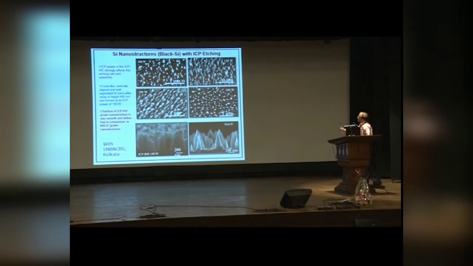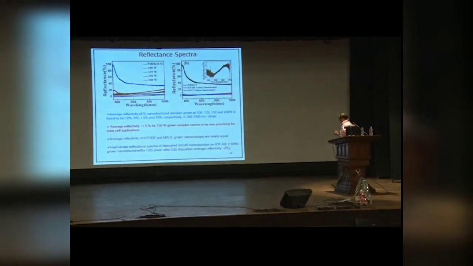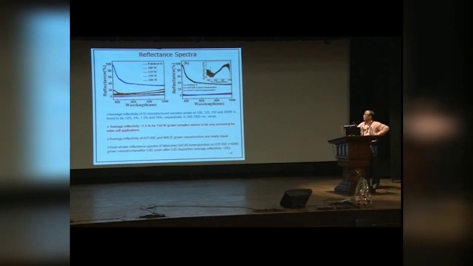So what you do is use different powers of the so-called plasma. And finally, we have seen that if you use a 150 watt RF plasma, we get nicely vertically oriented nanowires to nanocones. And in fact, the reflectance spectra is very, very interesting. This is not a calibrated one, so the values may vary a little bit, so don't take these values exactly.